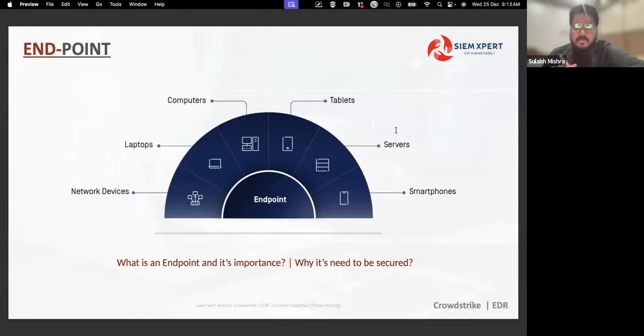Again, as I said, I want to have this particular session interactive. So please feel free to unmute your mics whenever you want to speak, or if you have any questions. You're always open to do that.